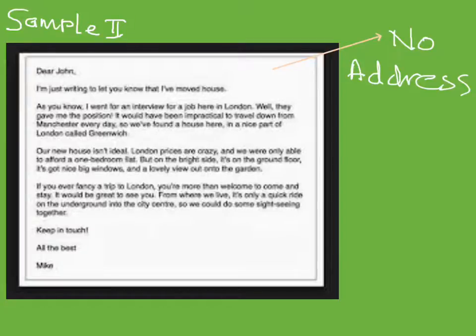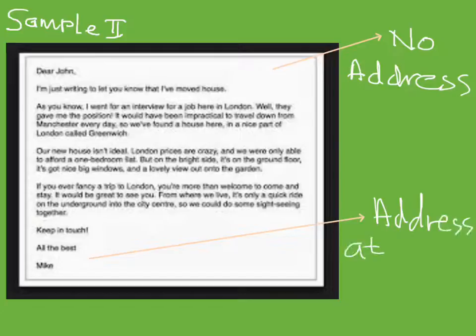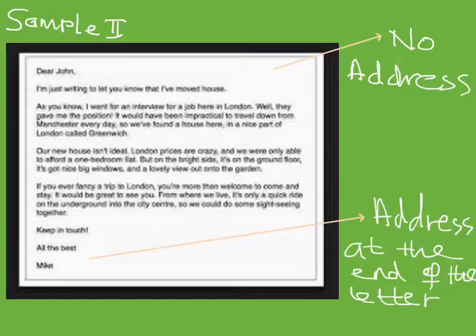No address has been given on this second sample. No title has been given to the essay. We discover that even at the end of the essay, it's just one name that has been used, and the address of the person has instead come at the end of the essay instead of at the beginning. This is just to justify the fact that this letter is an informal letter.